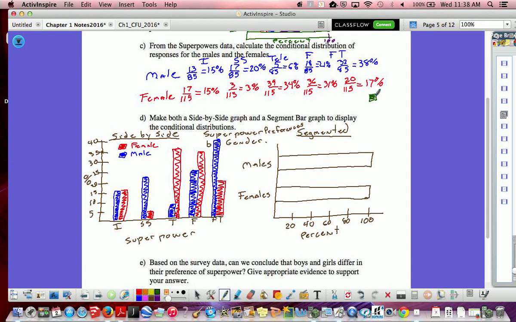So I'll make that green for invisibility. I'll just at least write it. I won't write out the whole word since I don't have the space. Both of them are 15%, which is kind of nice. So I estimate about 15%. The idea is to give you the overall picture of their preferences. Now this is where the fun begins.